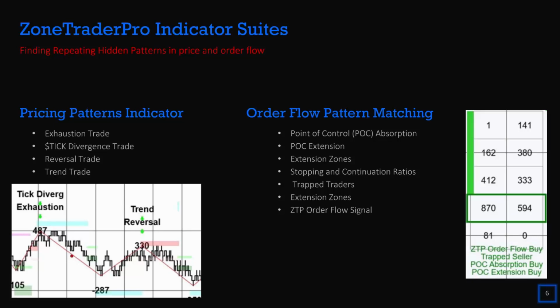But this webinar is going to be about the order flow pattern matching. For that, I have a series of patterns. The first being the point of control absorption, the point of control extension. I have extension zones, stopping and continuation ratios. The software identifies trap traders, and the exclusive ZTP order flow signal.